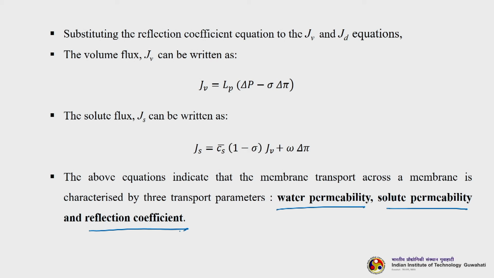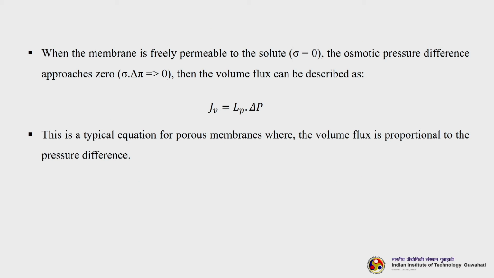So, let us now summarize that the membrane transport is governed by these 3 things. First is water permeability, second is solute permeability, and third is the reflection coefficient. When the membrane is freely permeable to the solute, that is sigma equals 0, the osmotic pressure difference approaches 0, then the volume flux can be written as JV equals LP delta P. This is the typical transport equation for a porous membrane, where the volume flux is proportional to the pressure difference, and LP is usually a constant.